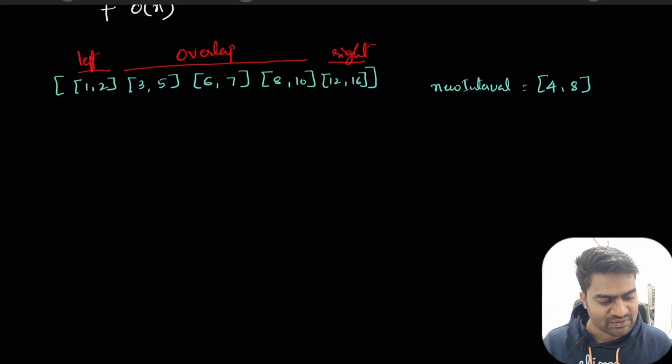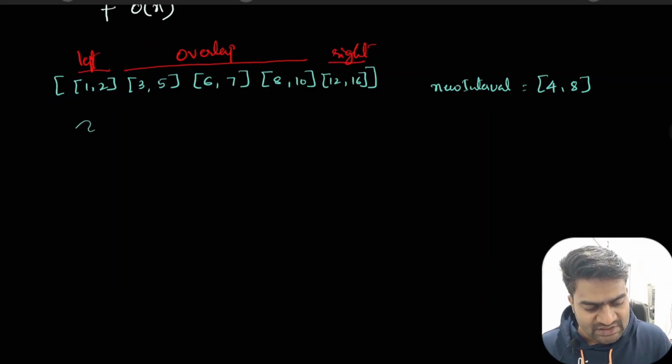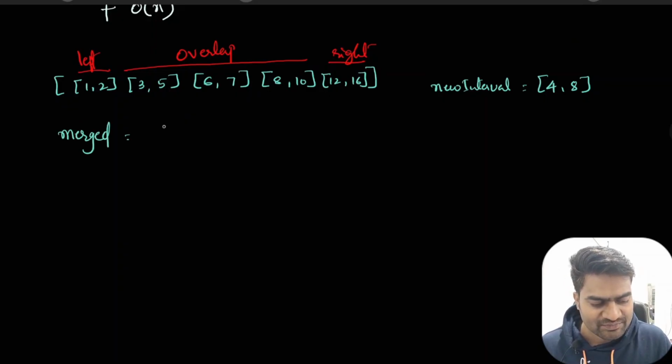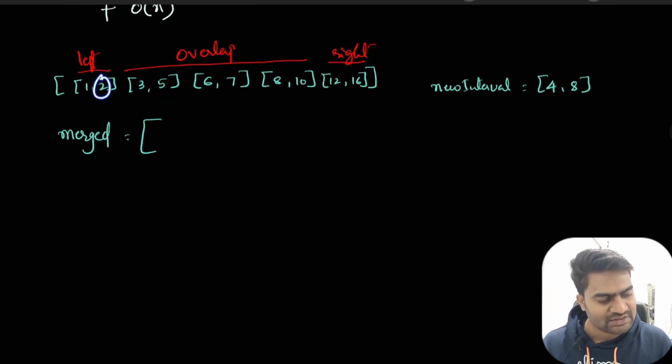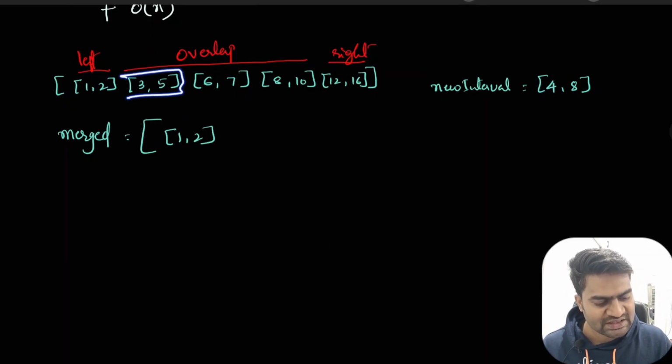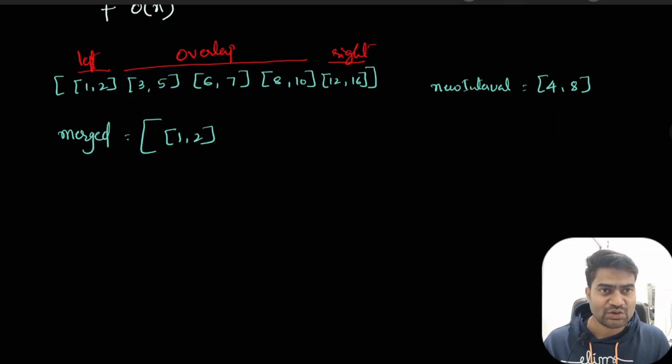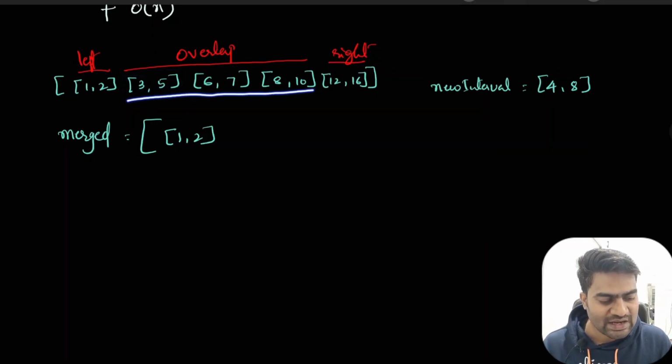I will keep pushing it to the new array. So if this is our merged array, this value is less than this value, so I'll simply push this to the merged array. It becomes 1, 2.